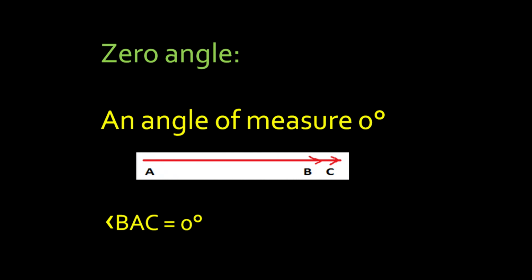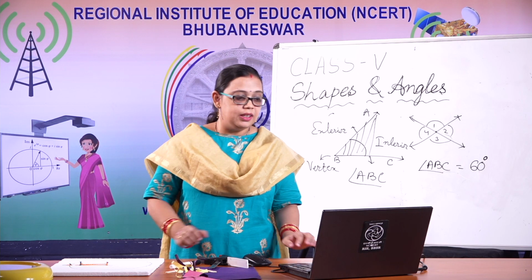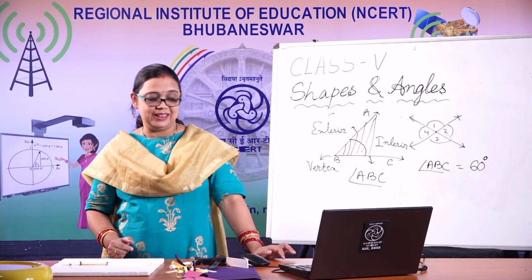Our next angle is acute angle. Acute, yes, small and cute. Because these angles are small, an angle that measures more than 0 degree but less than 90 degree is called acute angle. Why acute? Because they are small and cute.